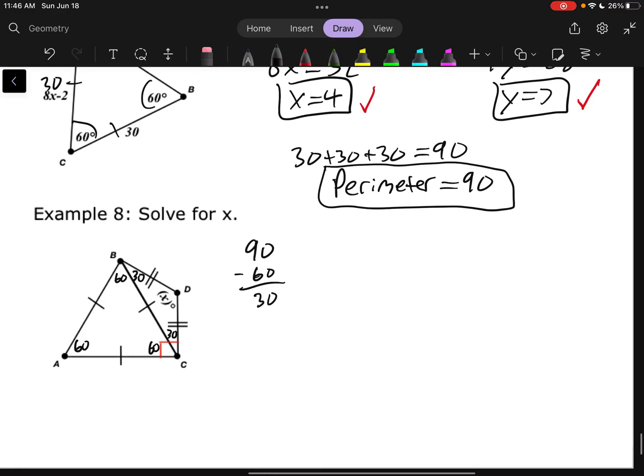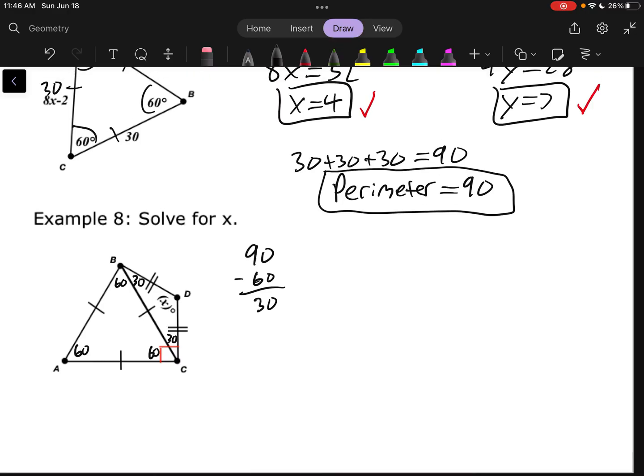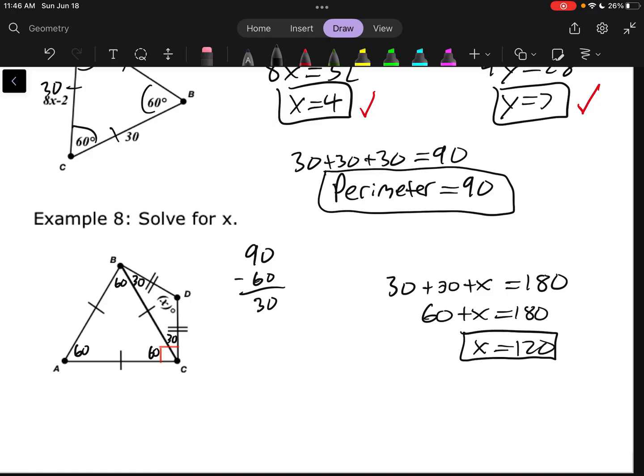And then finally, if I want to solve for x, I can do the triangle sum theorem. 30 plus 30 plus x has to be 180. That's 60 plus x equals 180. So x must be 120. Fun little problem there that you can only do if you understand your properties. It looks daunting at first because it's got no numbers, but knowing your properties lets you get there.